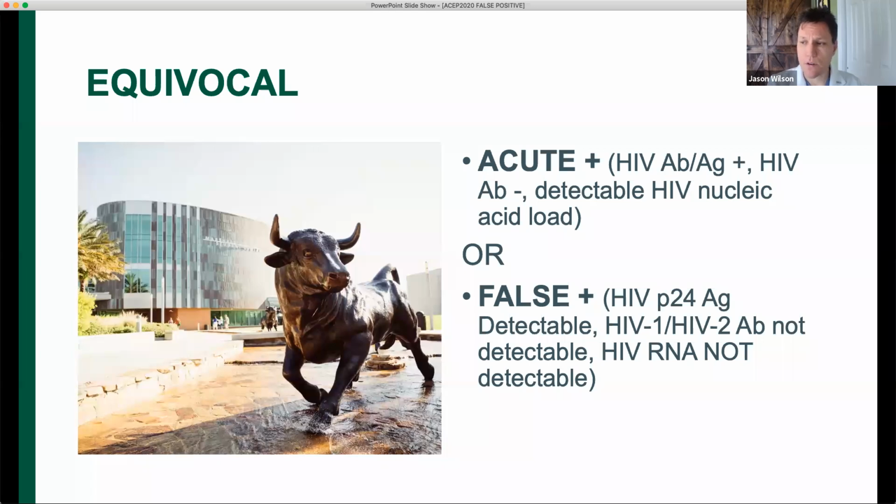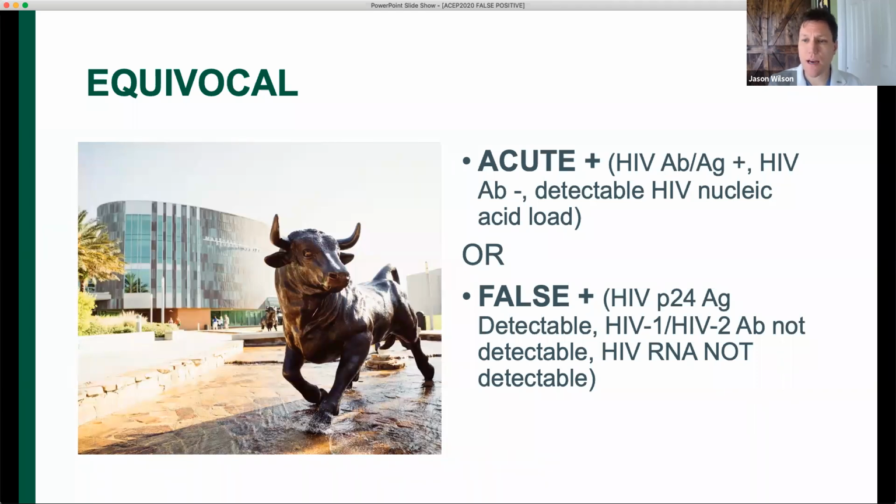Acute positives: HIV antibody antigen positive, antibody negative, but you detect RNA when you test for the viral load. Then the false positives: for some reason that patient had an antibody antigen screen reactive, because they've got P24 antigen for some reason. However, on further testing, the antibody is negative, but also the RNA is not detectable either. So they're actually false positives. How do we know the difference between those two patients in front of us in the ED? From the laboratory testing, we actually probably don't, but clinically we might have some clues.